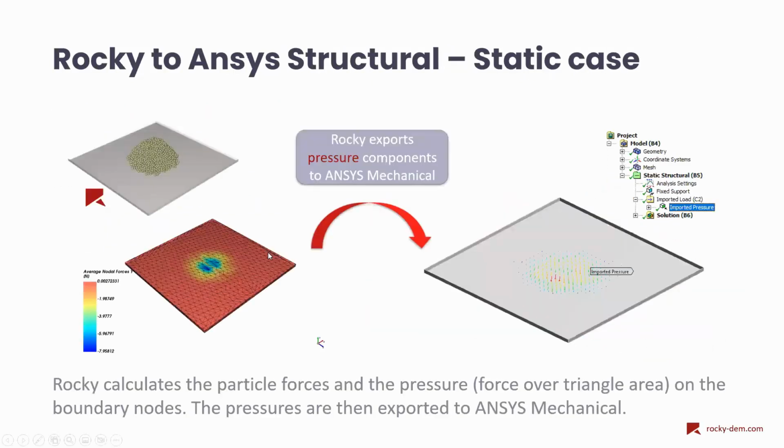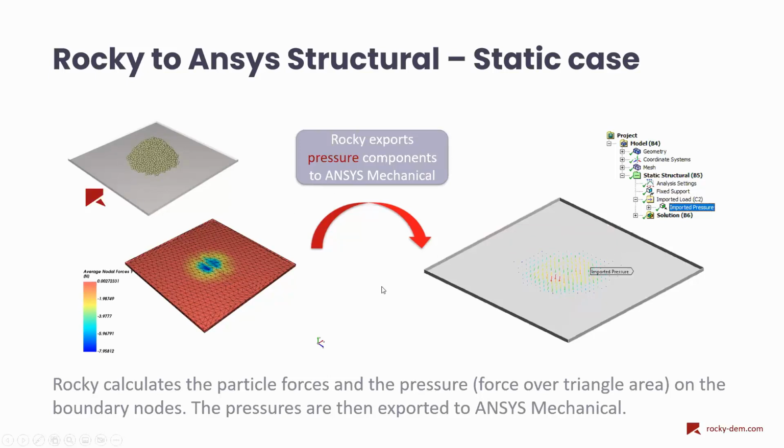To run a coupled structure analysis, we need to have the geometry on the Rocky side with an STL representation with a fine and smooth triangle representation to correctly capture the pressure field. Rocky will calculate throughout the simulation all the forces at the boundary, and then export, at a single or multiple times, this pressure field to be imported into Ansys Mechanical.